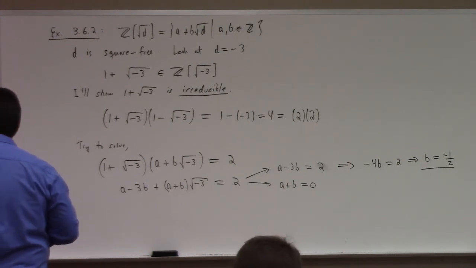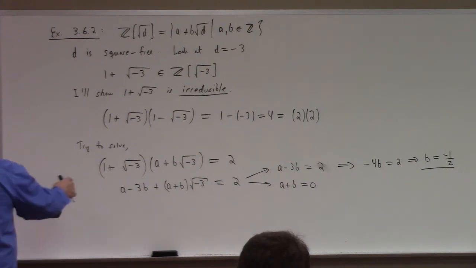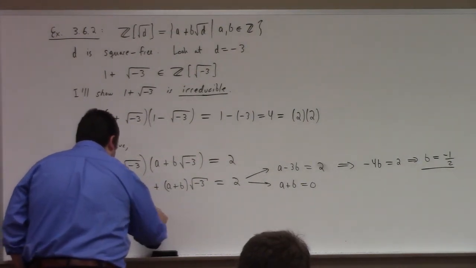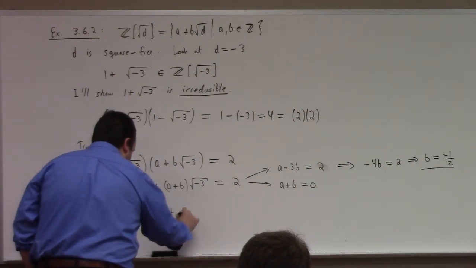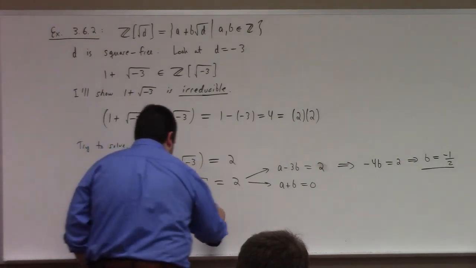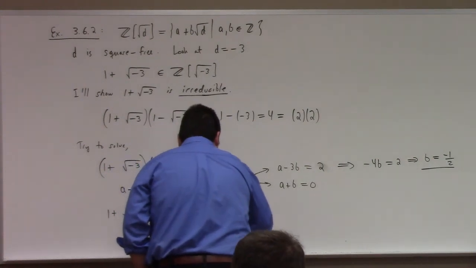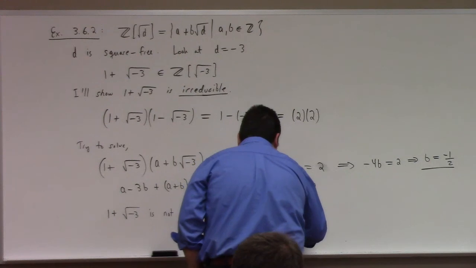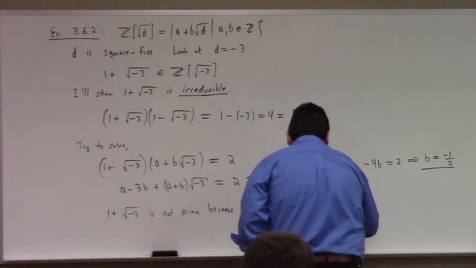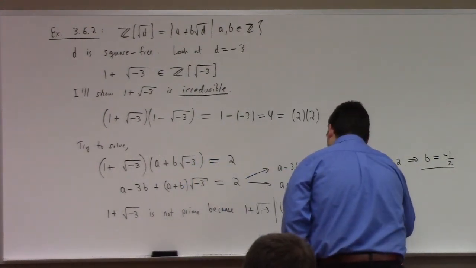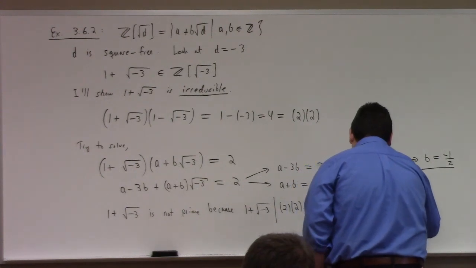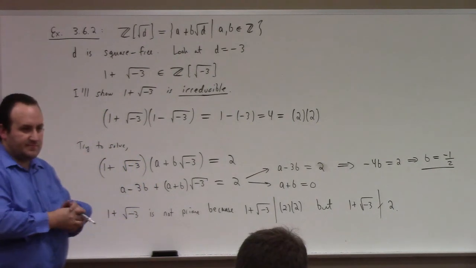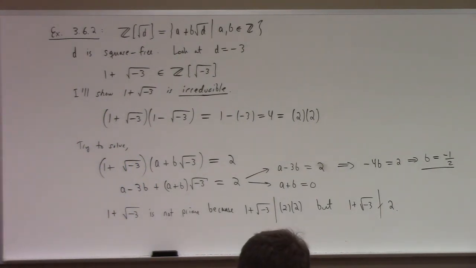So how does that prove that 1 plus the square root of minus 3 is not prime? Because 1 plus the square root of minus 3 divides 2 times 2, but 1 plus the square root of minus 3 does not divide 2, right? Very good. I need to be explicit.